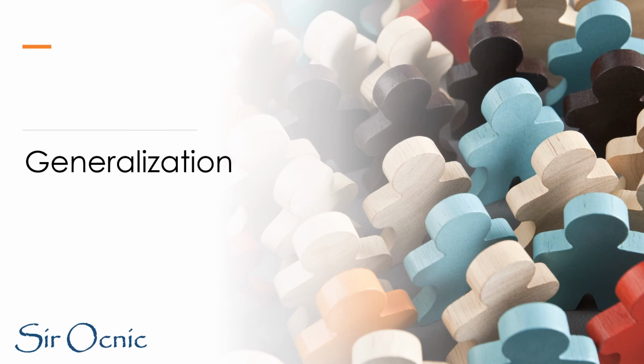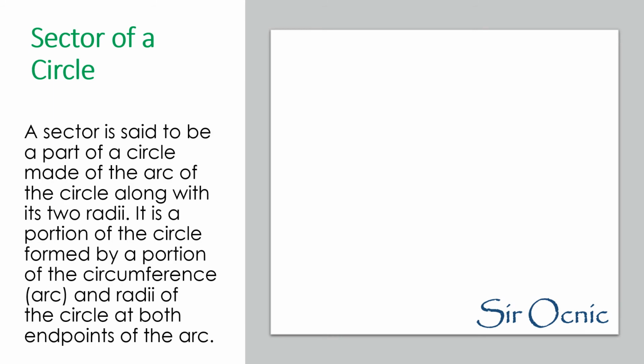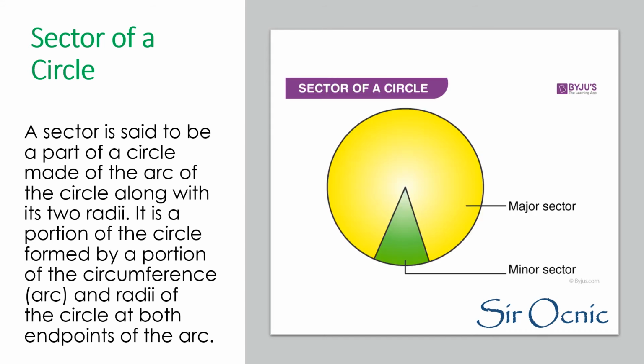Let us now summarize what we have discussed in this video. The area of the sector is said to be a part of a circle made of the arc of the circle along with its two radii. It is a portion of the circle formed by a portion of the circumference or arc and radii of the circle at both endpoints of the arc. There are two types of sector. The major sector, which is more than half of the circle, while the other is the minor sector, which is less than half of the area of the circle.